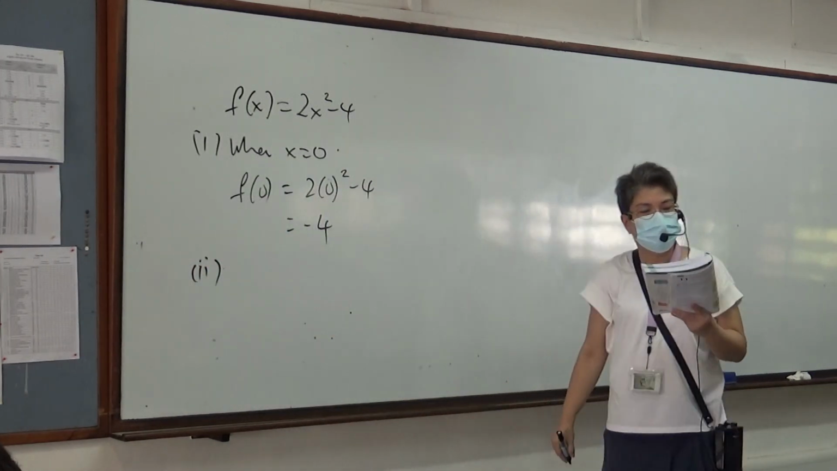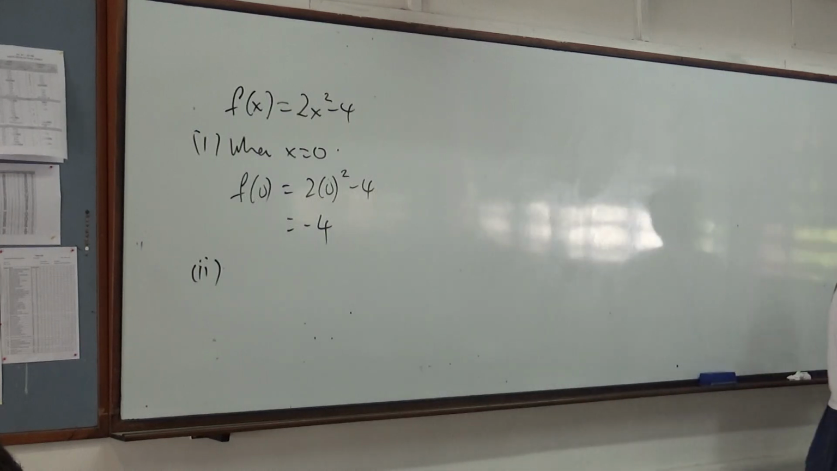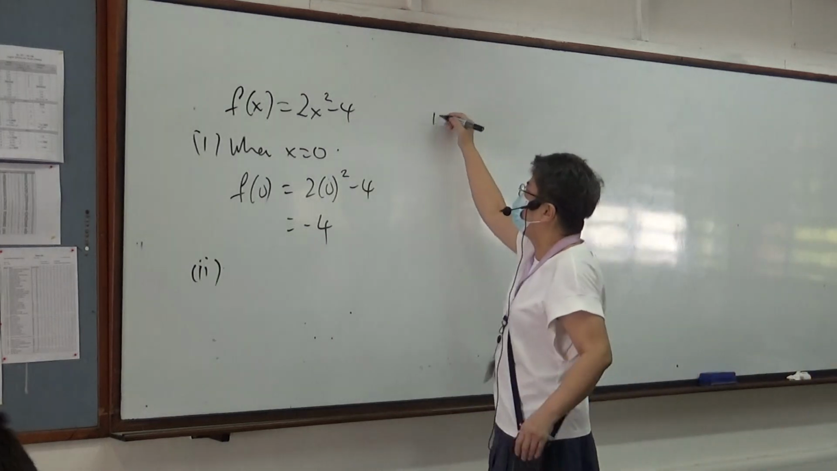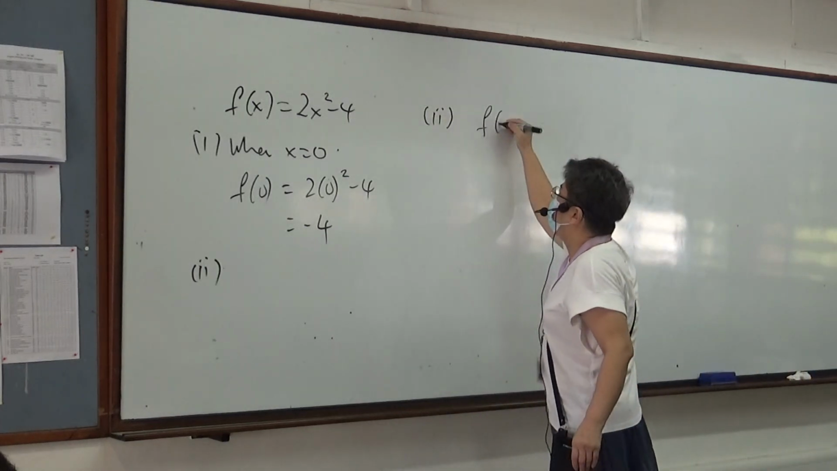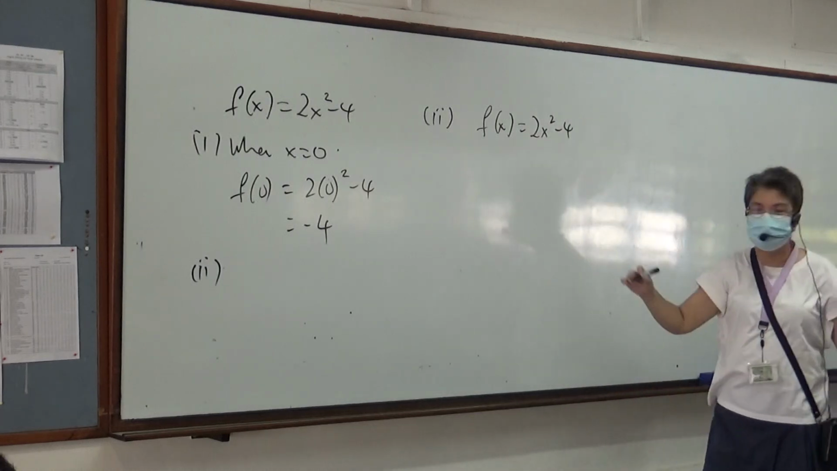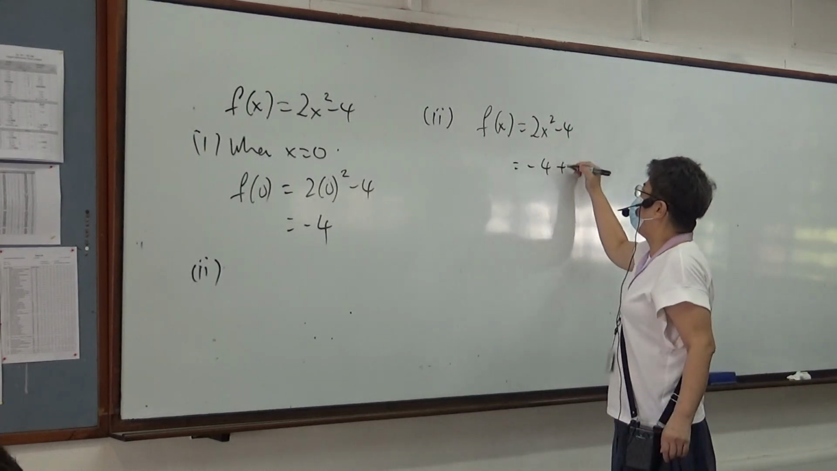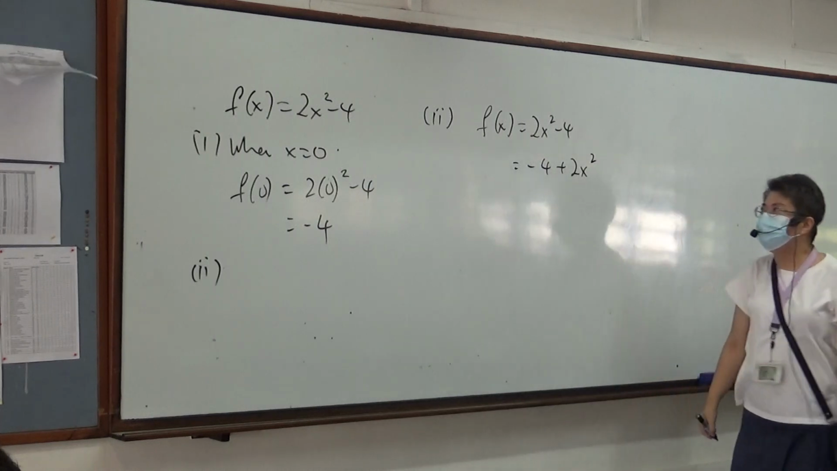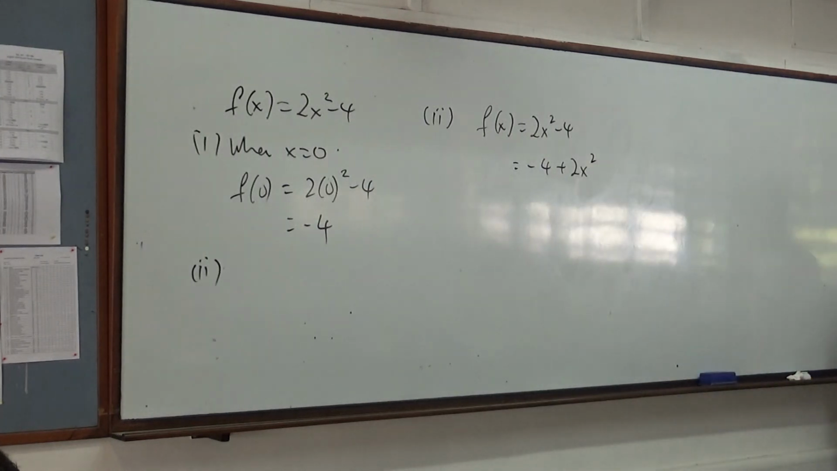Find all possible real values of f(x). Now I'm going to write f(x). I'll put it up here because I don't want people to not be able to see the bottom. Now f(x) is 2x squared minus 4. I want to write it in another way. Do you agree this one is the same? Can you see it?